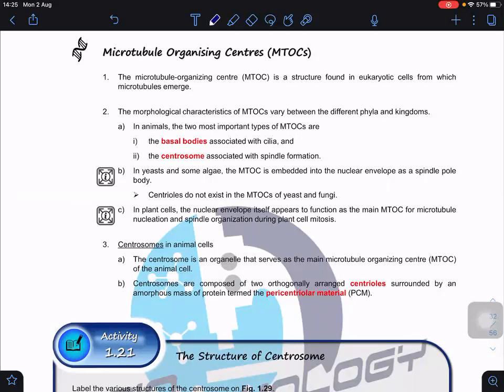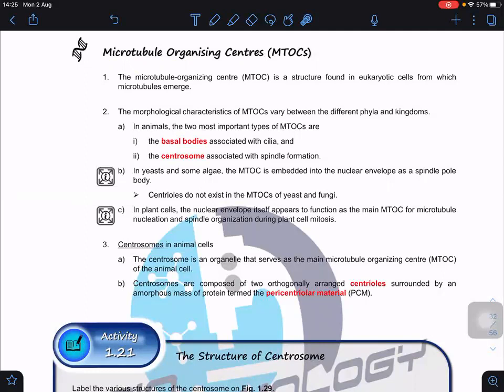For these lessons, we're going to learn about the microtubule organizing center, also known as MTOCs. So what does MTOC mean? MTOC stands for microtubule organizing center. It means that we're going to look in detail at microtubules.